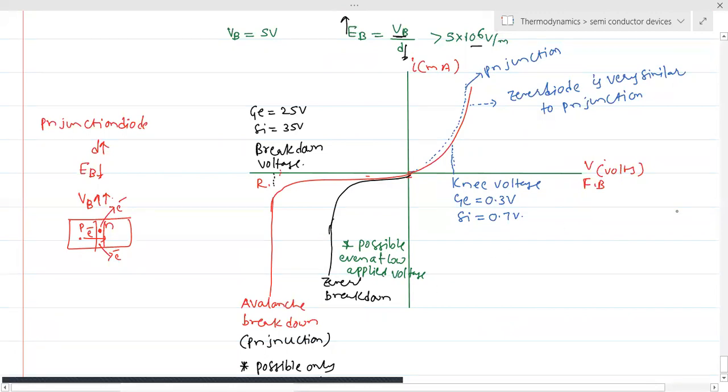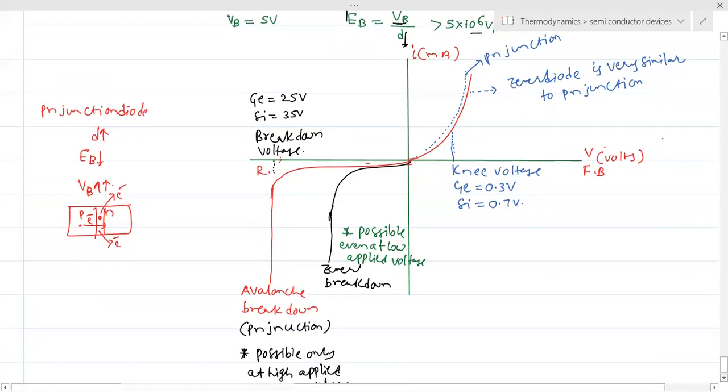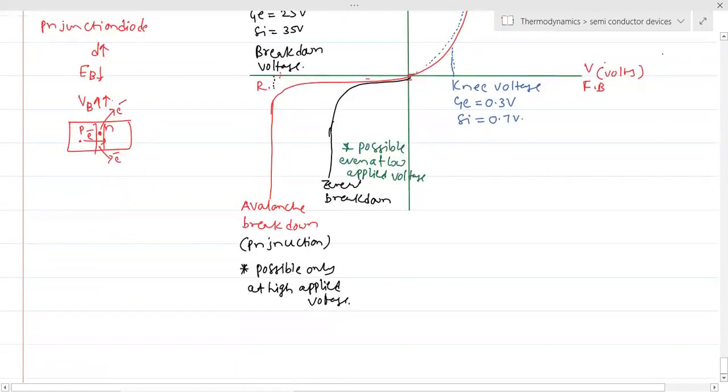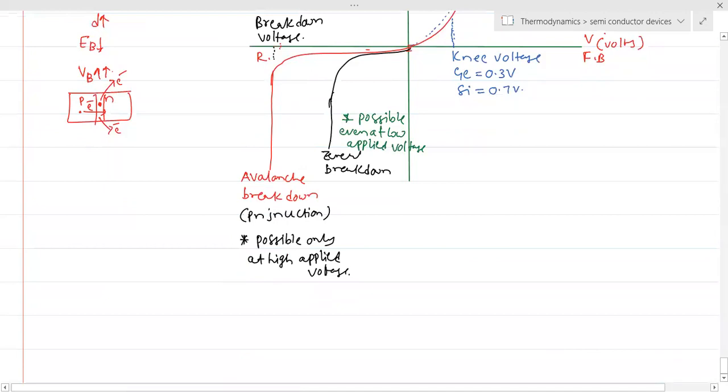This is the difference between avalanche breakdown and Zener breakdown. Avalanche breakdown is related to the PN junction diode, and Zener breakdown is related to the Zener diode. As the barrier field is less in the PN junction diode, the breakdown is possible only at very high voltages. In the Zener diode, as the barrier field is enough, it will break down even at low voltages. This is the difference between the Zener diode, the PN junction diode, and their respective breakdowns.